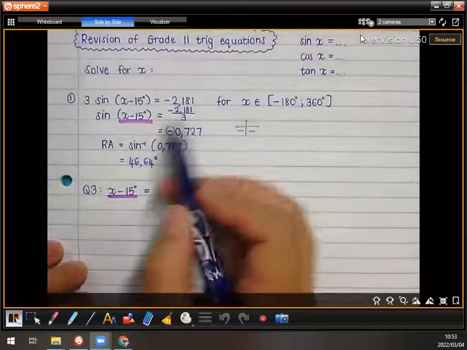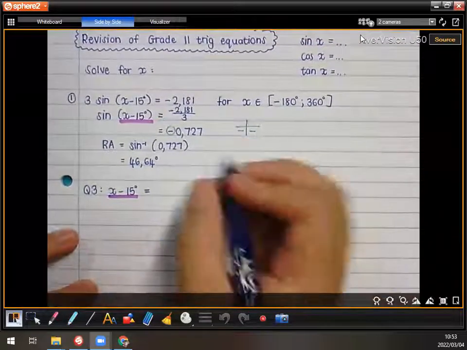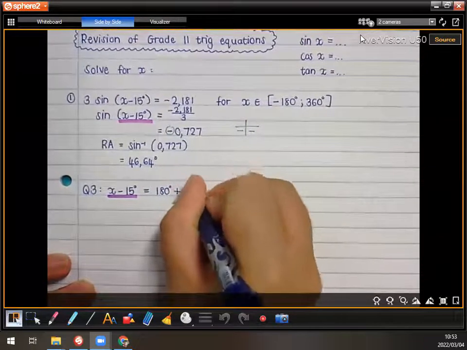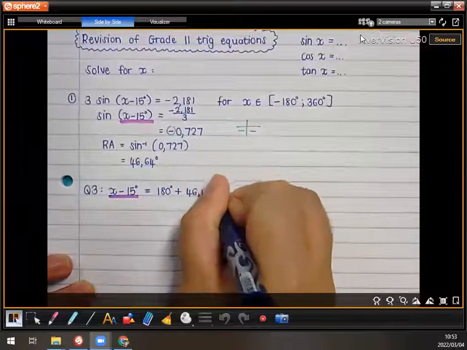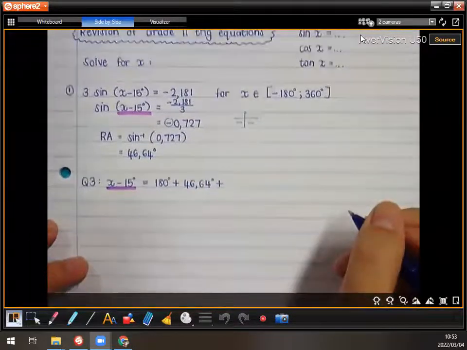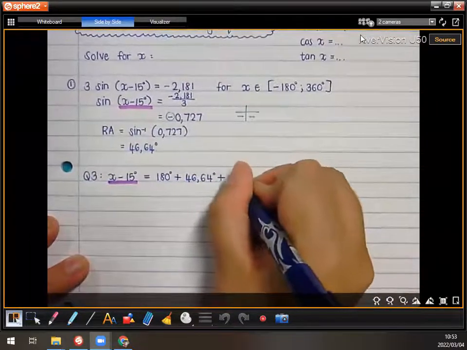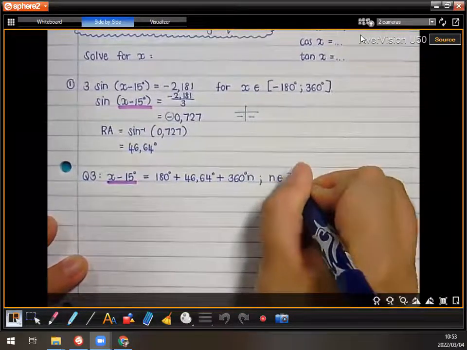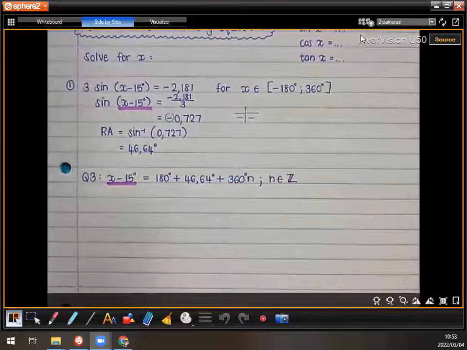All right, so then we are in quadrant 3, that is 180 plus the reference angle, and then plus 360n, n is an element of the integers. Do we remember? When we're working with sine or cos, we have to say plus 360n. When we're working with tan, we say plus 180n.